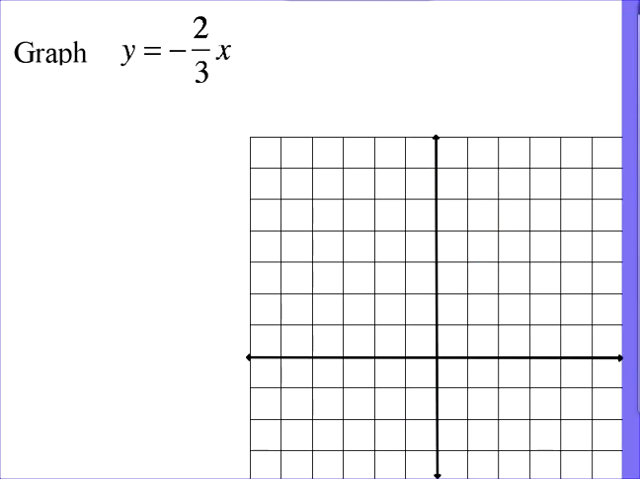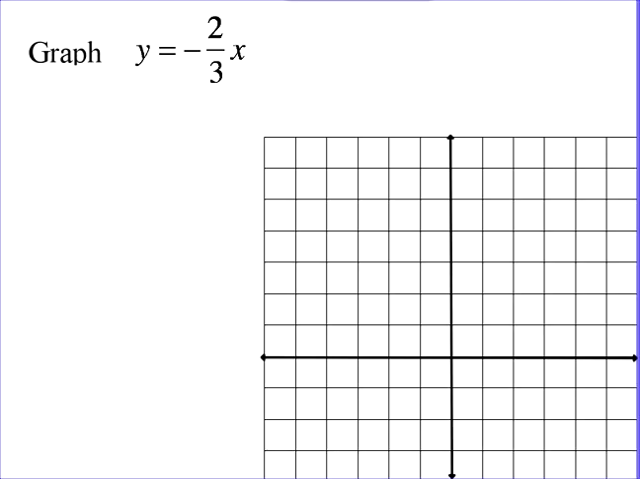Okay, the next one says y equals negative 2/3 x. This is in the form y equals something times x, so where do I start? Zero. Now, when it says negative 2/3, what does that mean? Go over to the left. So my slope is negative 2.